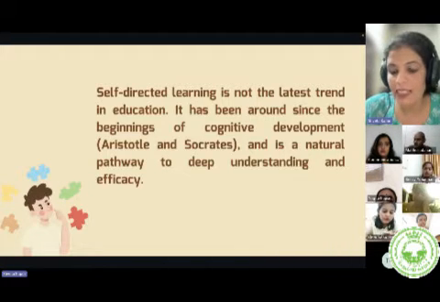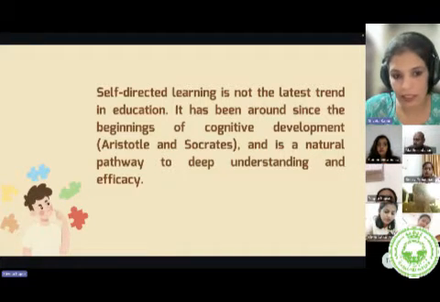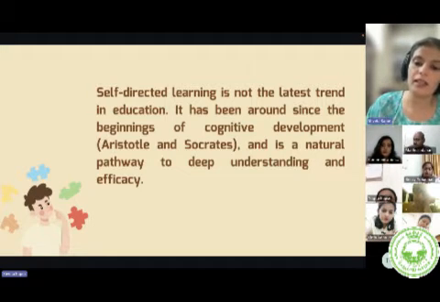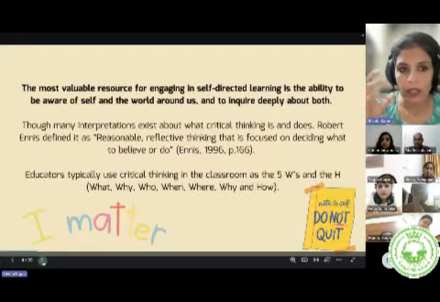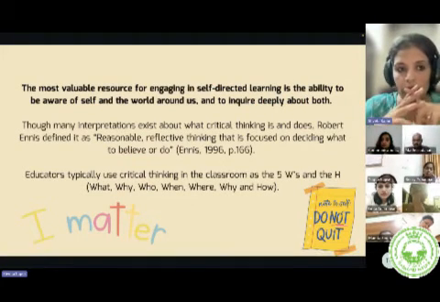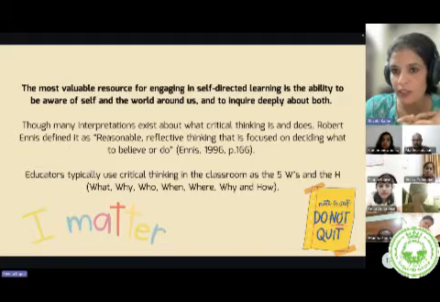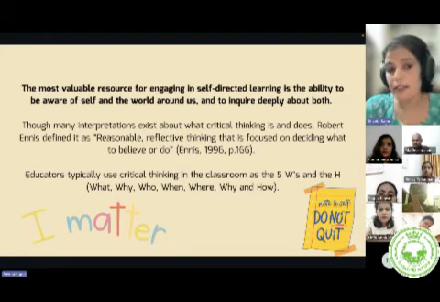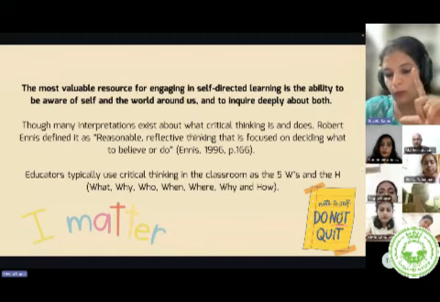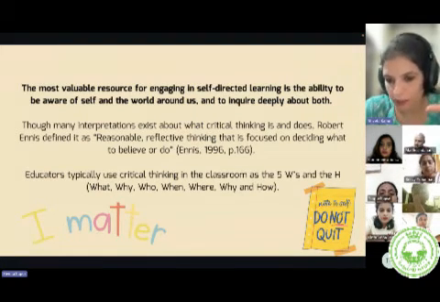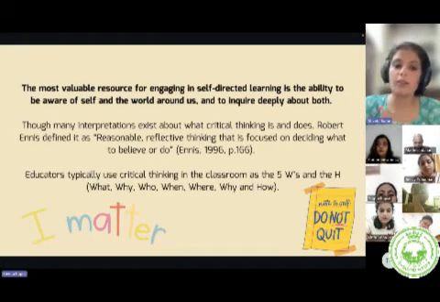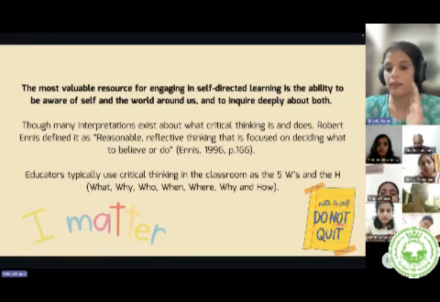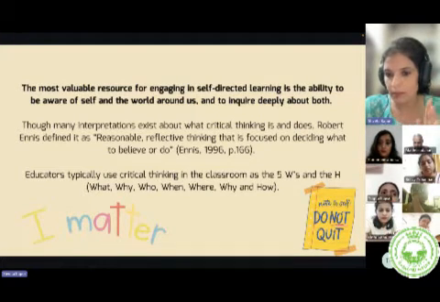So the learning that I do is deep. My understanding is definitely deeper. And how with that understanding I make meaning, right? So it could be a body of work that we do. A little idea on the most valuable resource for engaging in self-directed learning. Like I said, self. So the word self, the world around me, and I want to know how these things connect with each other.